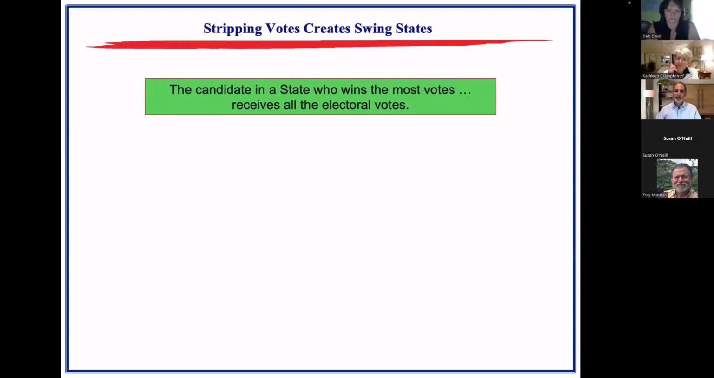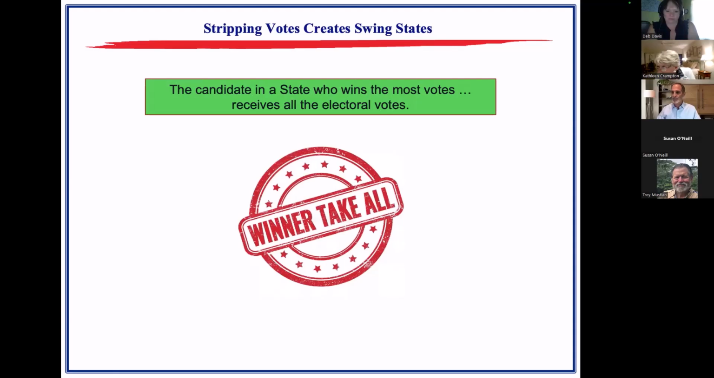And soon that caught on, that the candidate in a state who wins the most votes should receive all the electoral votes. And today there are 48 states that use that system. It's called winner take all. The candidate who wins the most votes wins all the votes. If that system was in place in 1796, Adams would not have won the election.